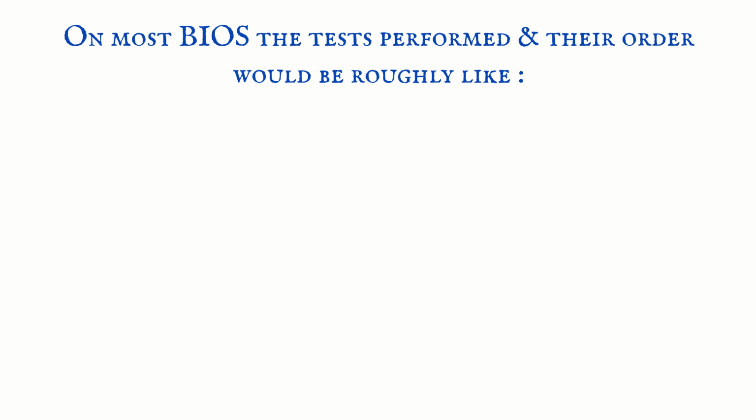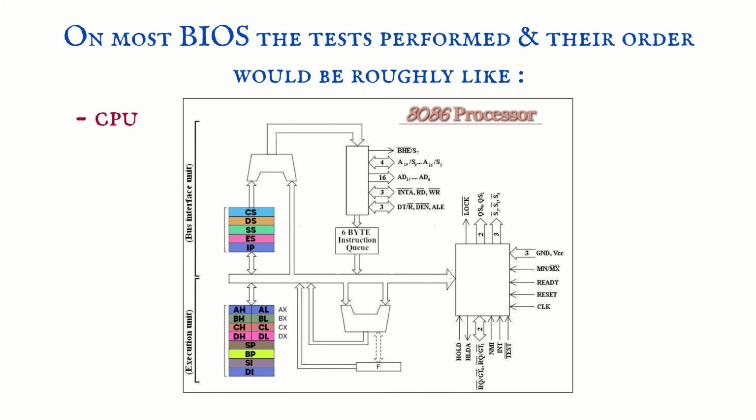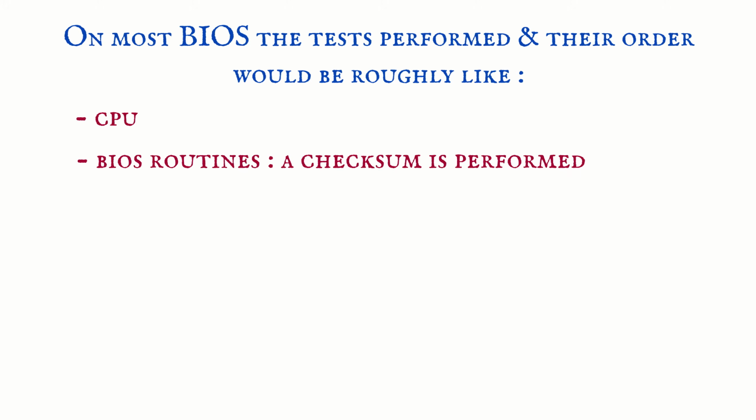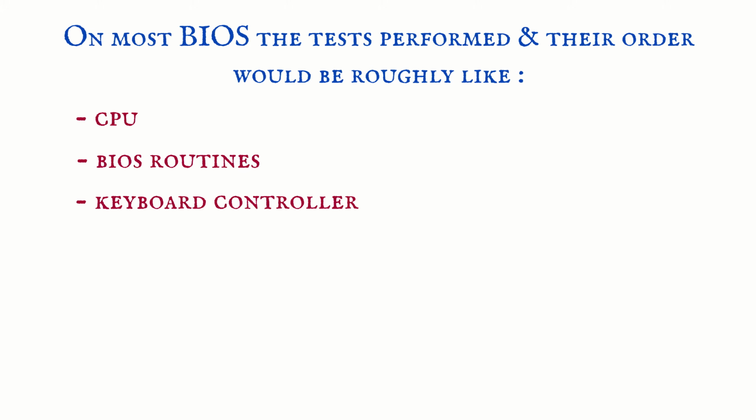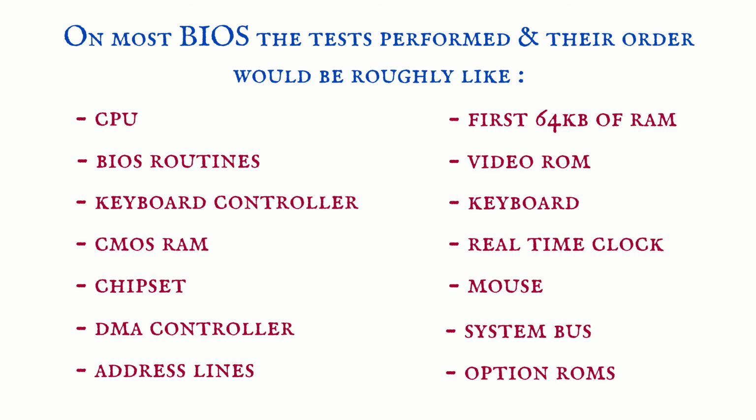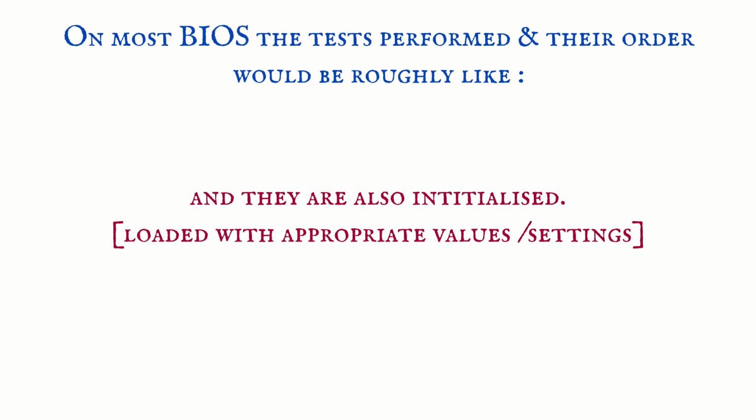On most BIOS, the tests performed and their order would be roughly like this: the CPU registers are checked first by loading some values into all the registers and reading them back. Then the BIOS routines are checked by performing a checksum on the BIOS itself. Then the keyboard, etc., which are also initialized. The tests it performs are not a thorough or advanced diagnostic check of the devices. So even if the devices pass the test, there still might be some issues with them.